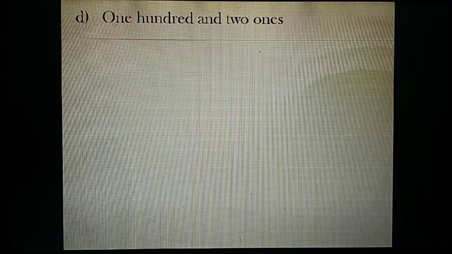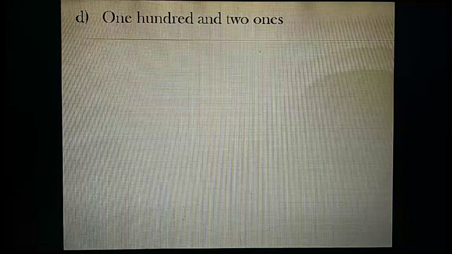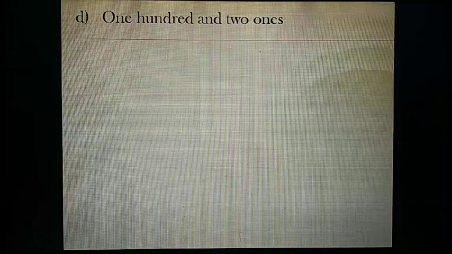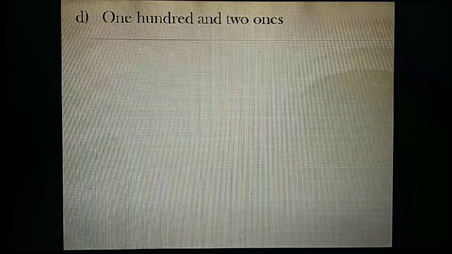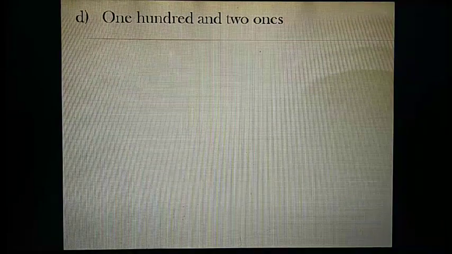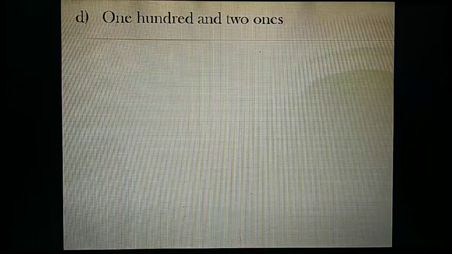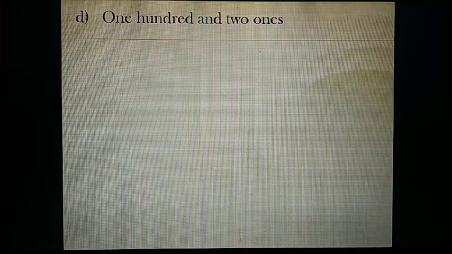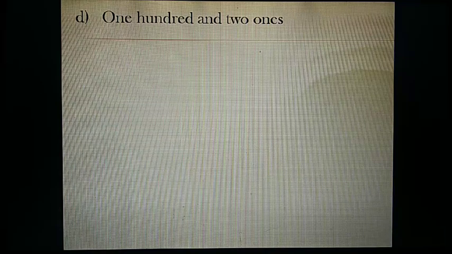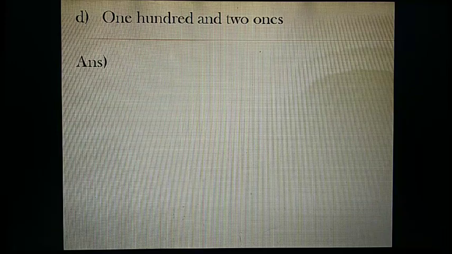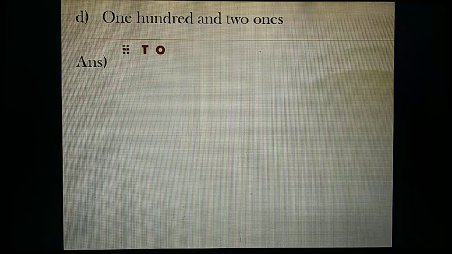Next, 1 hundred and 2 ones. Here the hundred is the highest place for the whole number part, but no place for the decimal part is mentioned here. But as we are supposed to write the number in decimals, we will use tenths. So the place value chart will be ones, tens, hundreds and tenths for the decimal part.